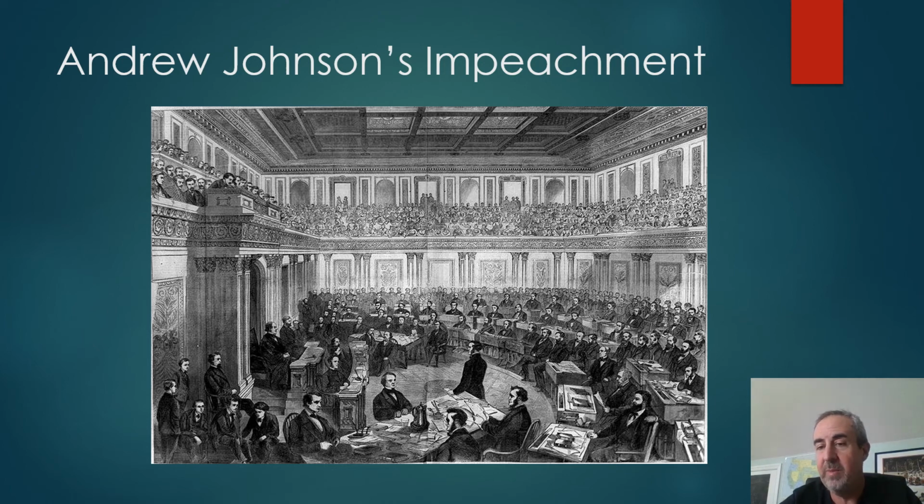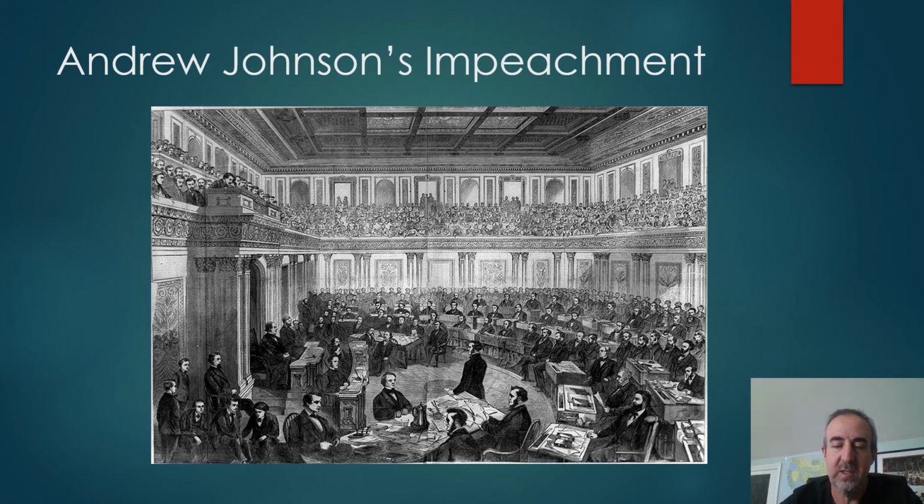Similarly, the Command of the Army Act made sure that while the president was commander-in-chief, in fact, they removed him from that position because it said all of his orders had to go through the commander of the Army, who was Ulysses S. Grant, and Grant had to approve all those orders. Effectively, they made Grant the commander-in-chief of the Army. Johnson violates these. They're probably unconstitutional laws to begin with.